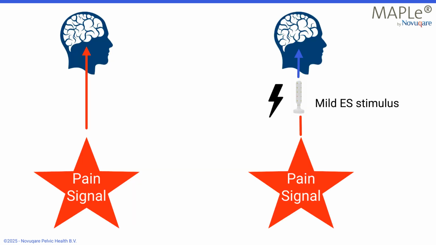Gate control theory. Pain can be relieved by applying a mild stimulus, activating A-beta fibers that inhibit pain signals in the spinal cord. This differs from endorphin release, which not only relieves pain but also promotes relaxation.